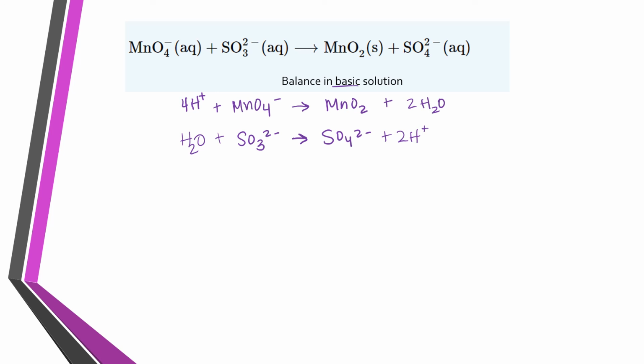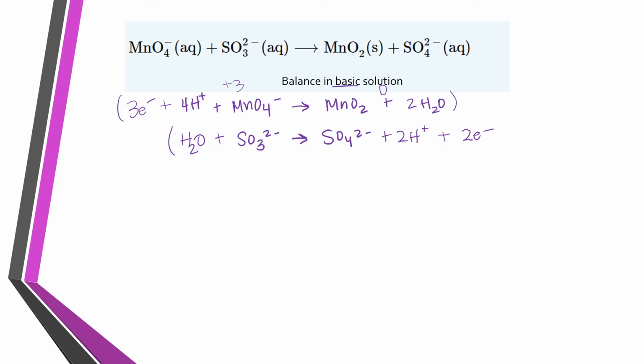So now in the top reaction, I have 4 plus minus 1, so I have a total of plus 3 on the left, and I have 0 charge on the right. So I've got to add in 3 electrons to balance that out. In the bottom reaction, I have minus 2 on the left, and on the right, I have minus 2 plus 2, which is 0. So to balance that out, I need 2 electrons on the right. So in the top reaction, I have 3 electrons. In the bottom reaction, I have 2.